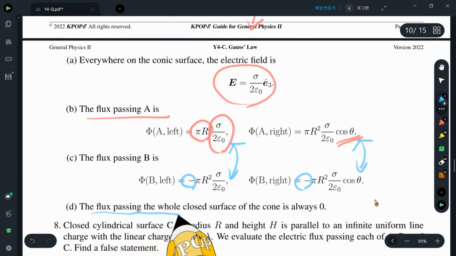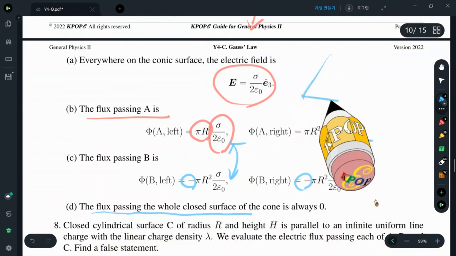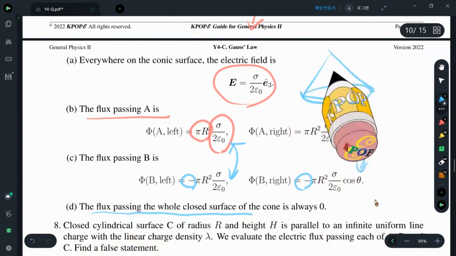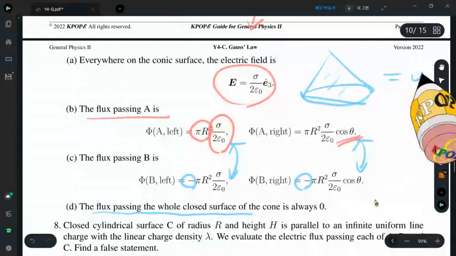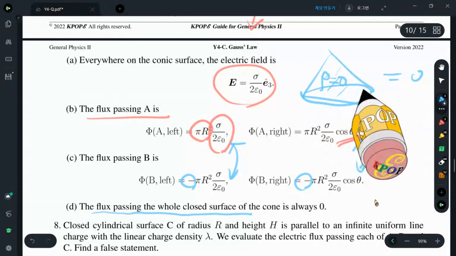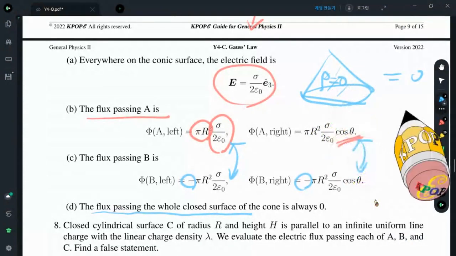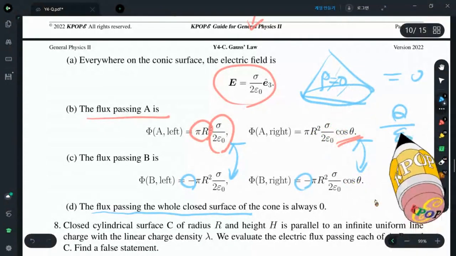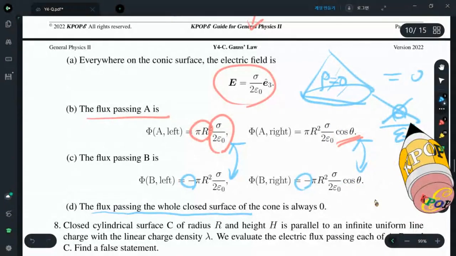The flux passing the whole closed surface of the cone is zero. Why? Rho equals zero inside the cone. No charge. Q over epsilon zero, and Q is zero.